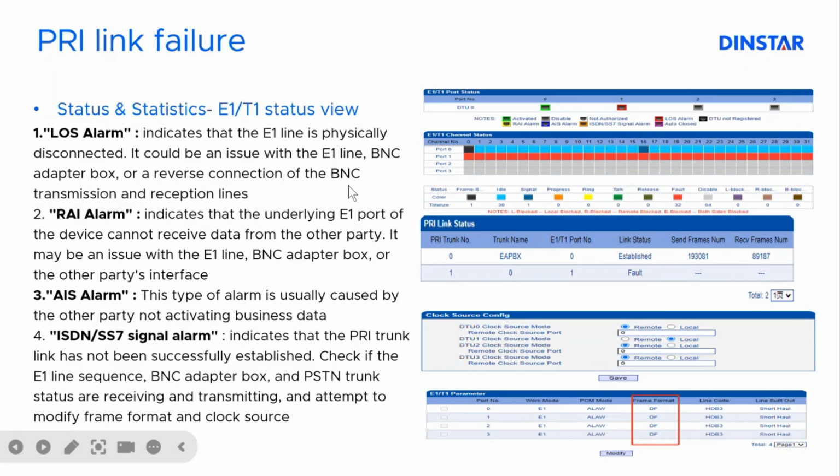So first, we have a sequence to check. First, we need to check the E1 line physically, and we need to check the clock source. And then we check the E1 T1 parameters, like the frame formats. So we just need to check it one by one.